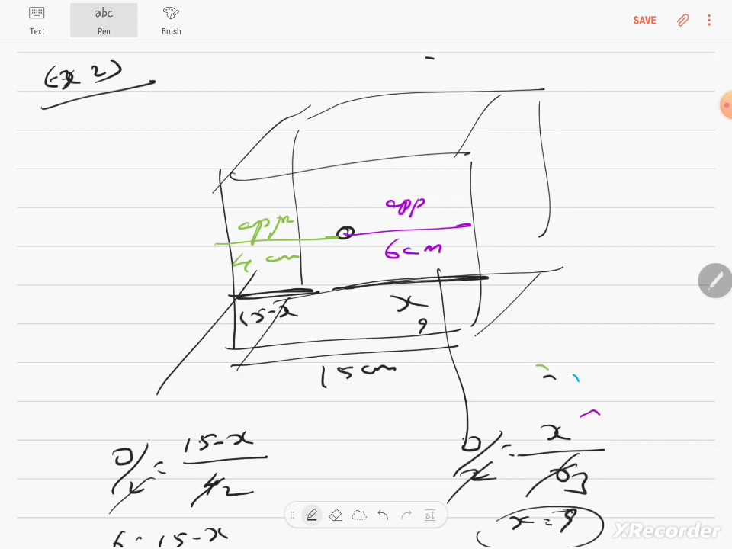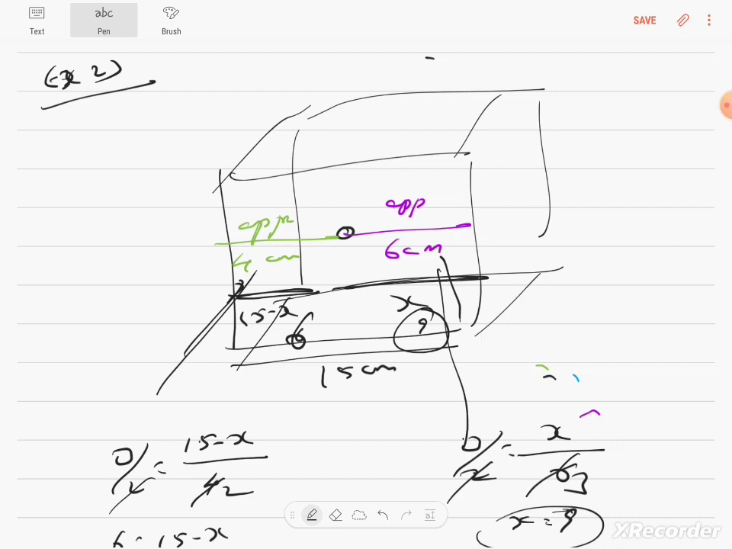What is 15 minus 9? 15 minus 9, 6. Therefore this side is 6. So from one side the real depth is 9. From the other side the real depth is 6. When the real depth is 6, the apparent depth is 4. When the real depth is 9, the apparent depth is 6. Are you clear? So that's what is this sum.